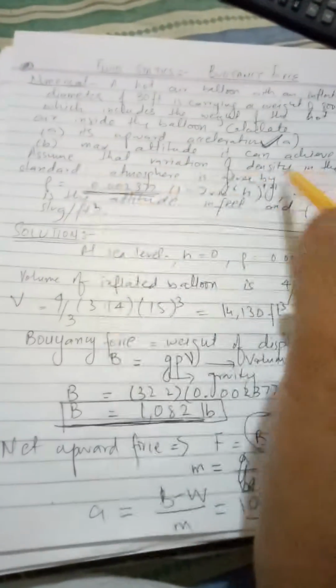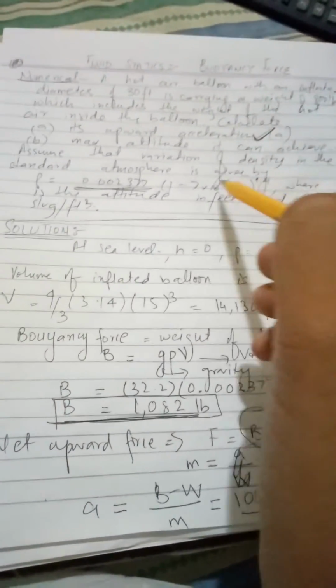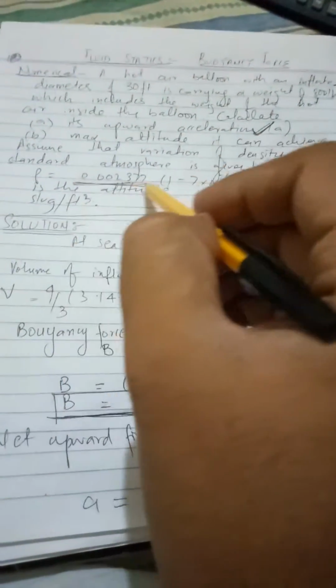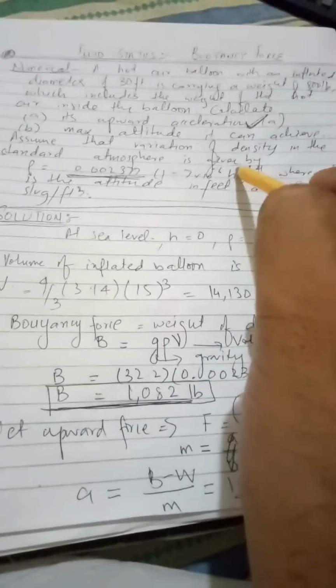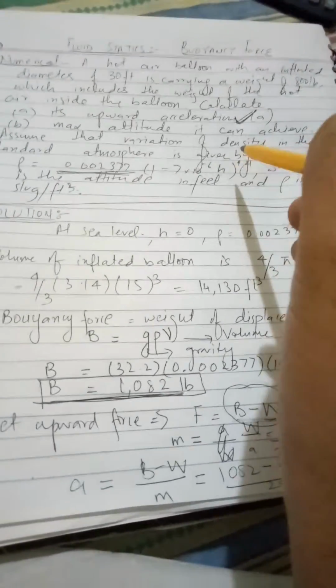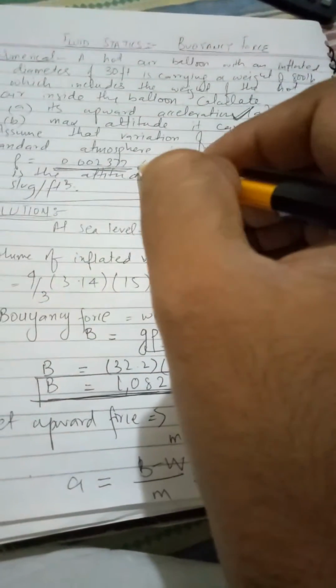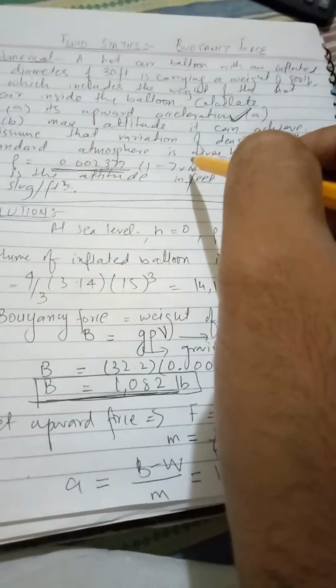Assume that the variation of density in the standard atmosphere is given by this. Now we have to take the altitude into consideration. In the first example, we just took the sea level height where h is equal to 0. Therefore this part was considered as 0, so 1 minus 0 is 1, and that is why we took that value in our first part. But in the second part, as it is altitude and obviously height, we have to take this portion of density as well for our calculation. So let's see how we're going to do it.